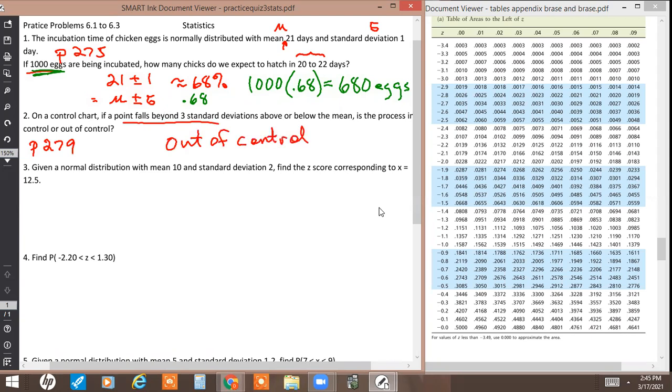So be sure if it's formed like a word problem, like I did problem number 2, or if I give you an actual picture of a control chart, you can look at it and tell whether or not it's in control or out of control.